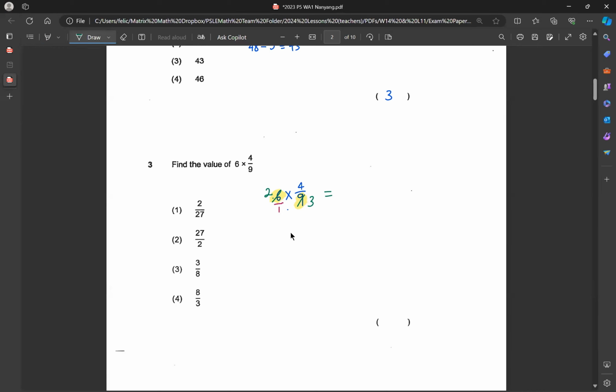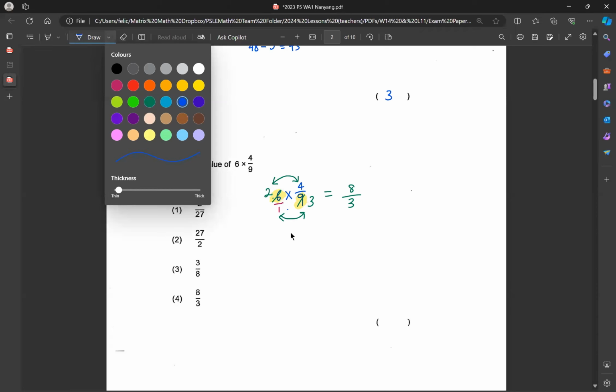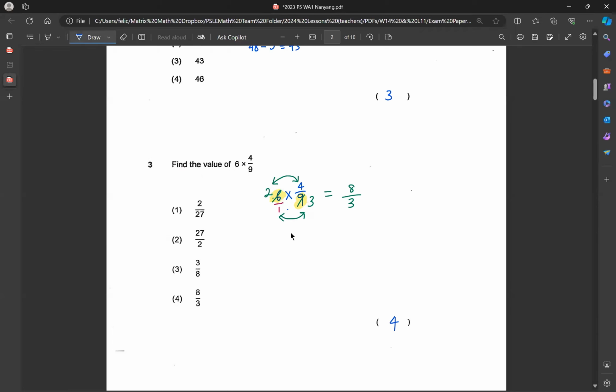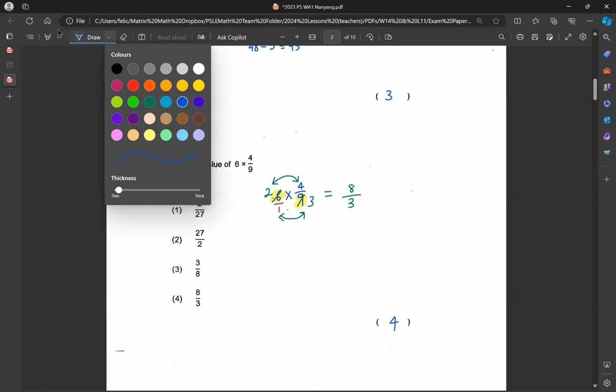The only thing left to do is to take the top multiplied by the top, bottom multiplied by bottom. So 2 times 4 will be 8. 1 times 3 will be 3. As you see, based on our options, the answer would be number 4. So the answer is number 4. Now I'll show you another way to do this.